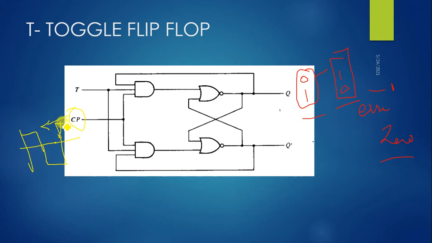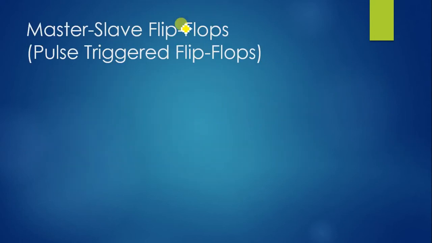So the master-slave configuration can be executed only with a pulse triggered flip-flop. That means whichever flip-flop you take, it should be a properly pulse triggered flip-flop. In that case only, this master-slave configuration can be executed. There are a lot of master-slave configurations.